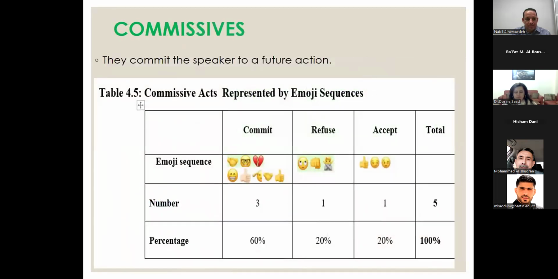The fourth one is commissives, and these commit the speaker to future actions.